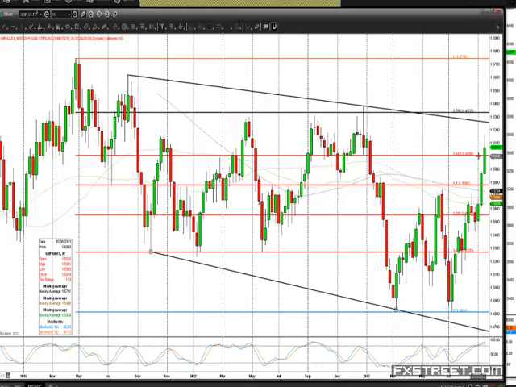The longer-term Fibonacci resistance, the 61.8 resistance level of 160.08, has been broken this week, quite decisively after yesterday's FOMC announcement. So that's quite positive still. So there is every chance we can make it at least as far as the 162.5 level.